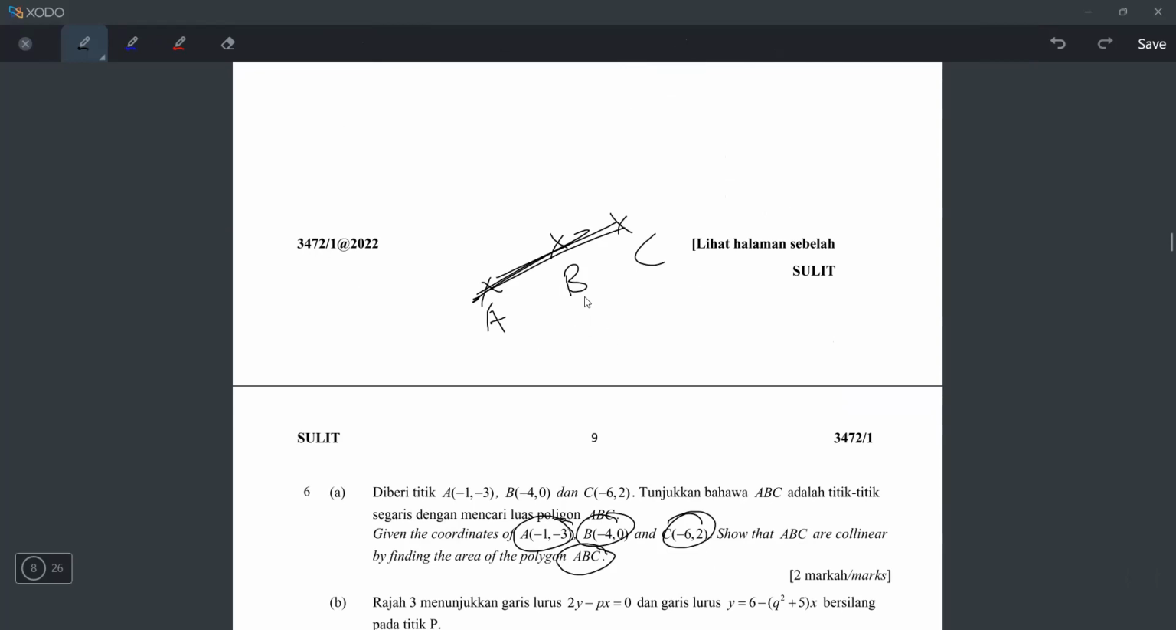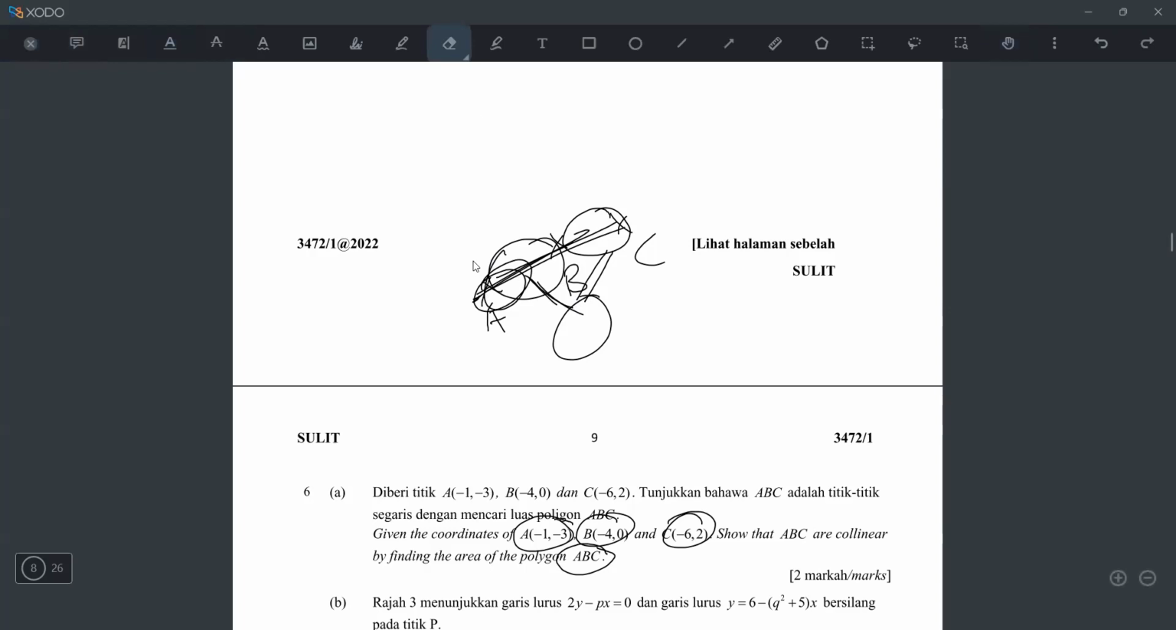Of course, you can answer that way: find the gradient of AB and the gradient of BC, and then if the gradients are the same, then it's collinear. Because if the gradients are the same and B is the common point, then they are collinear, right? But they want you to show it by finding the area. So I cannot use gradients. I have to use area.